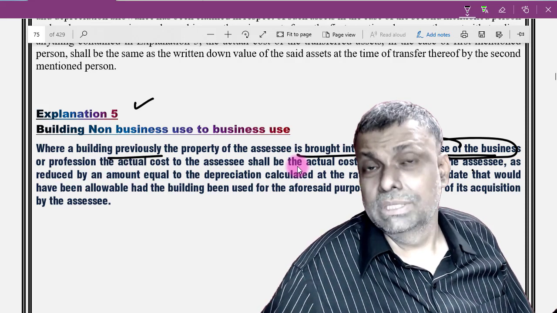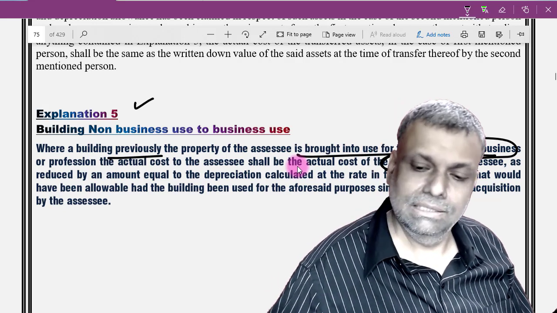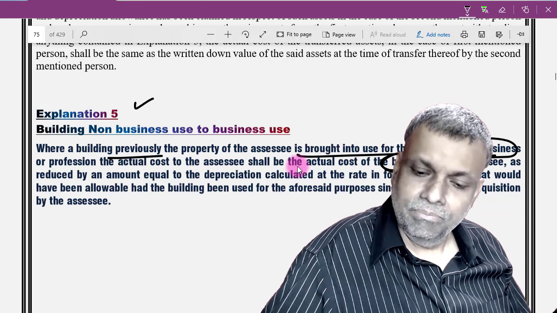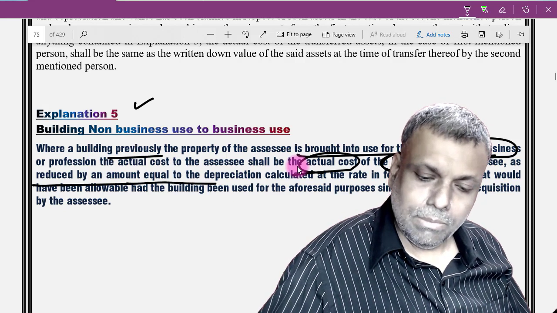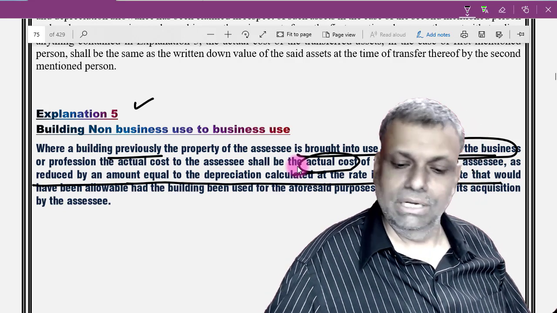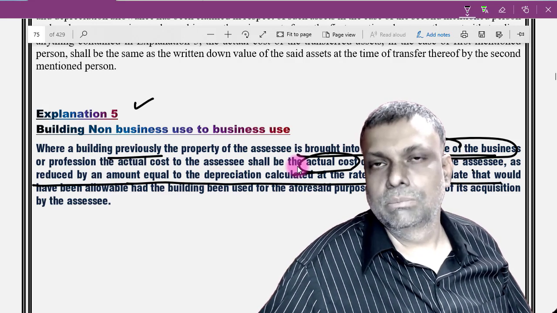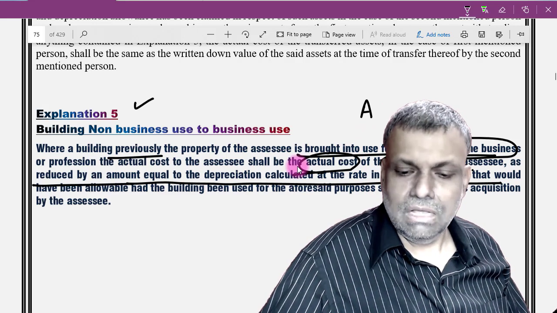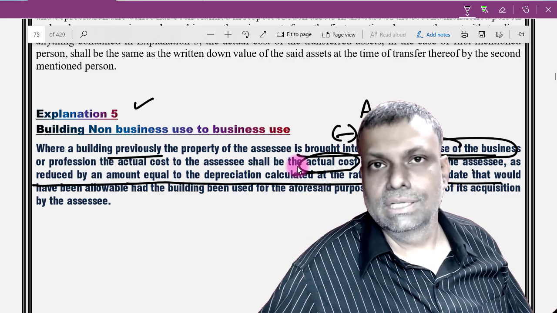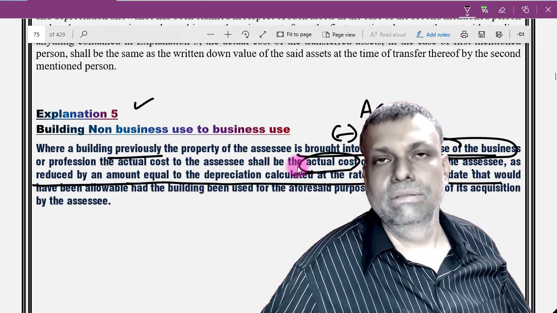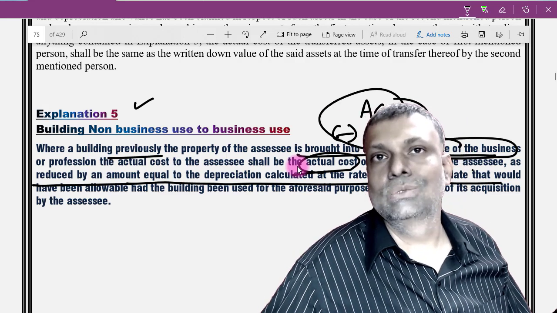But this explanation applies only to a building, not to other categories of assets. This explanation says that the actual cost will be calculated as whatever the cost is, reduced by the amount of depreciation calculated on that asset, as if that asset had been used for the business or profession of the assessee. That means it is the actual cost minus the notional depreciation for all the years. I call it a notional opening WDV, and that notional opening WDV becomes your cost. But this applies only to the building.